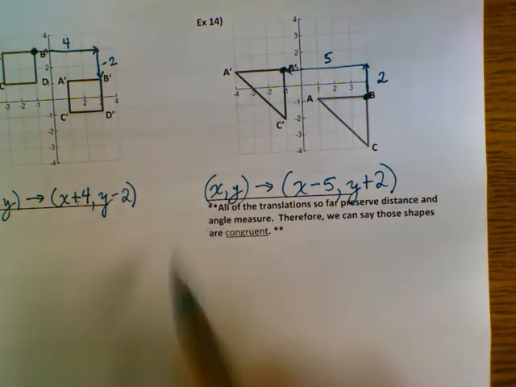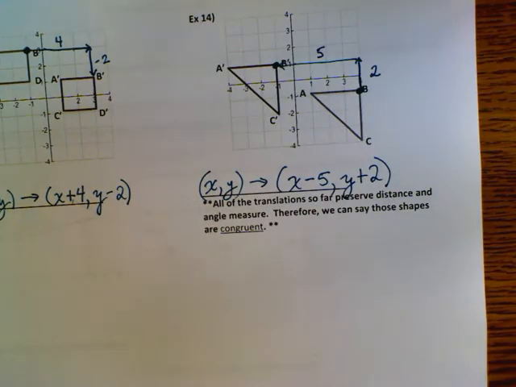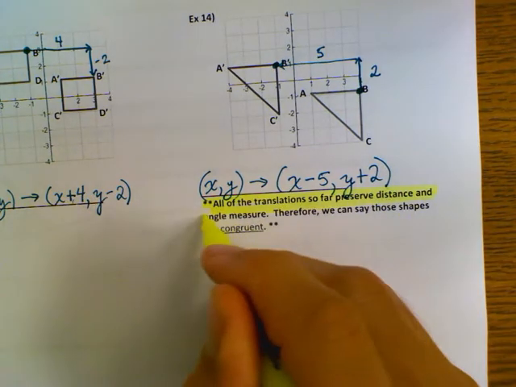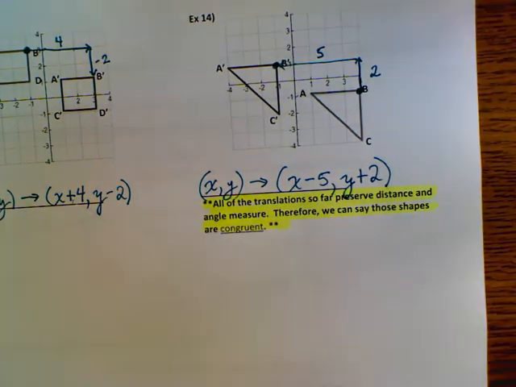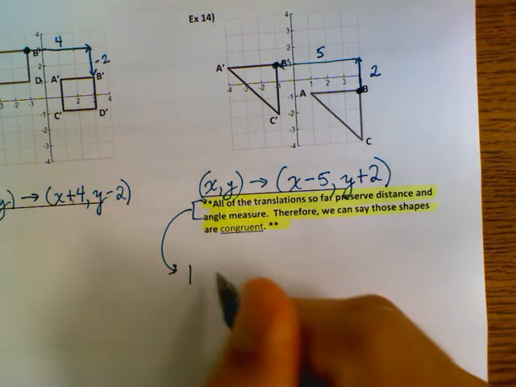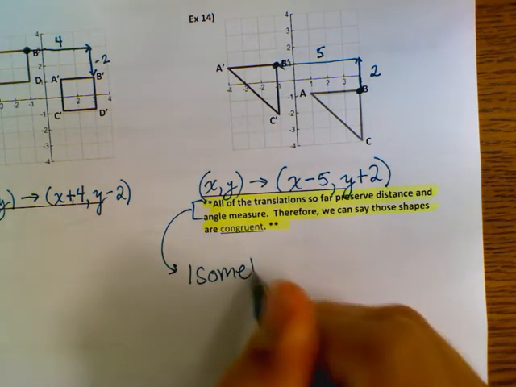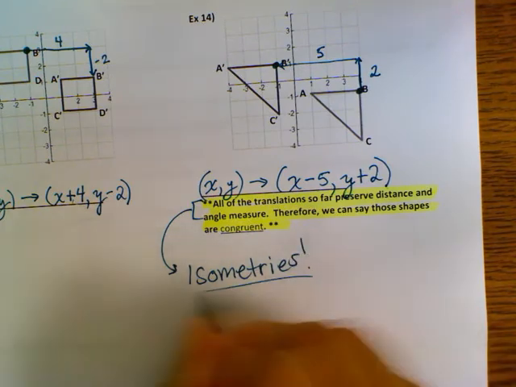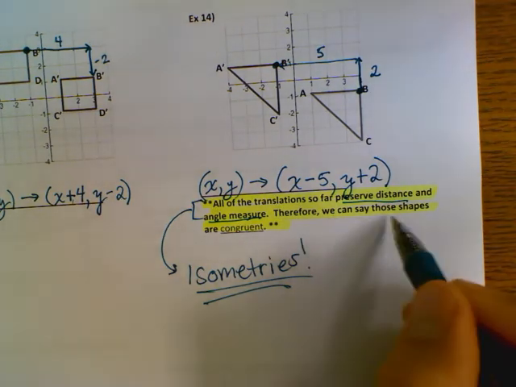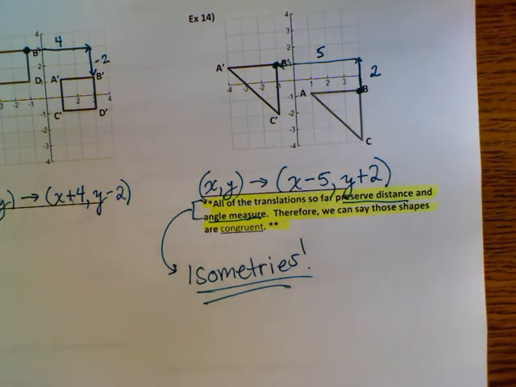So let's look at this little note here at the bottom. Looks like they tried to stick something important down here at the very end. All of the translations so far preserve distance and angle measure. What are those translations called again? If you are thinking isometries, then you're right on it. Those are called isometries if they preserve distance and angle measure. Therefore, we can say these shapes are called congruent. And we're going to talk about congruency in the next chapter, in the next section especially.